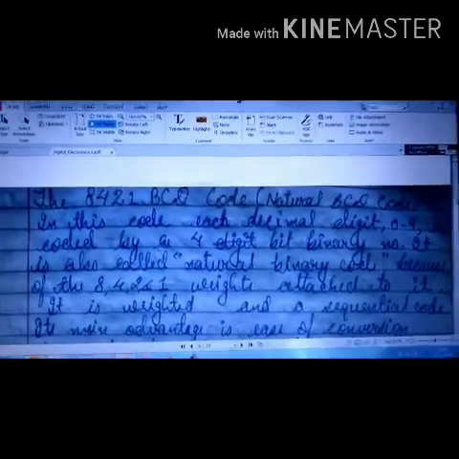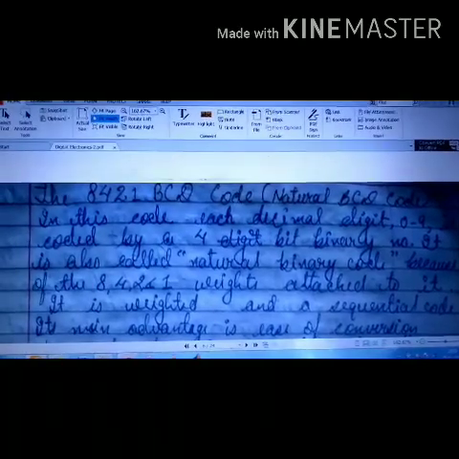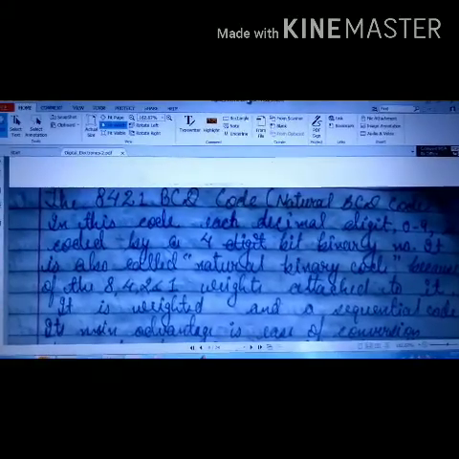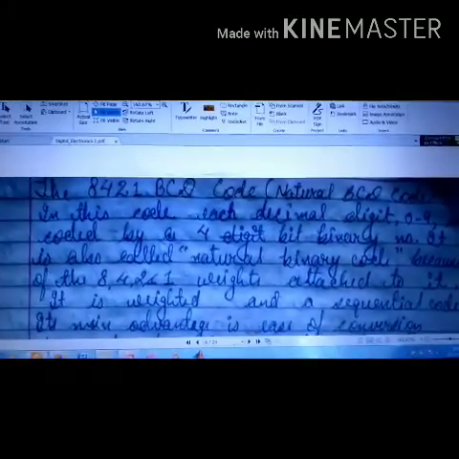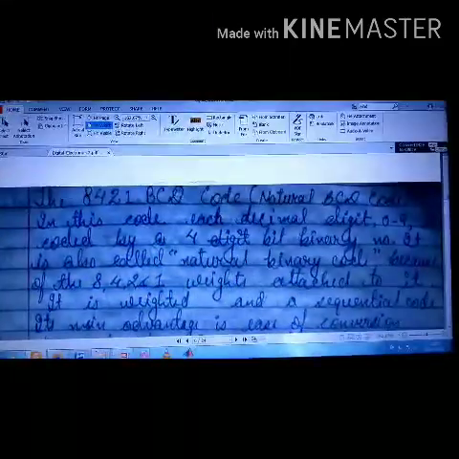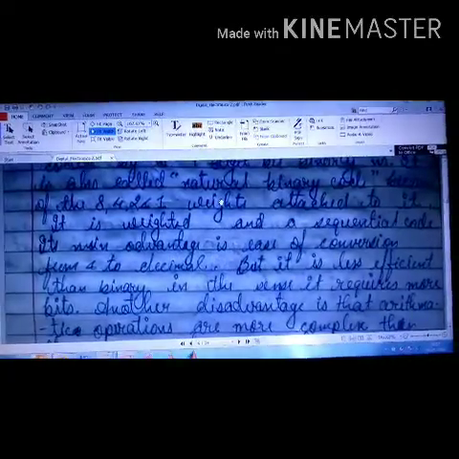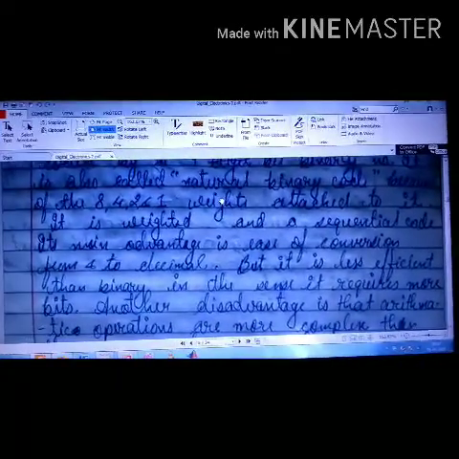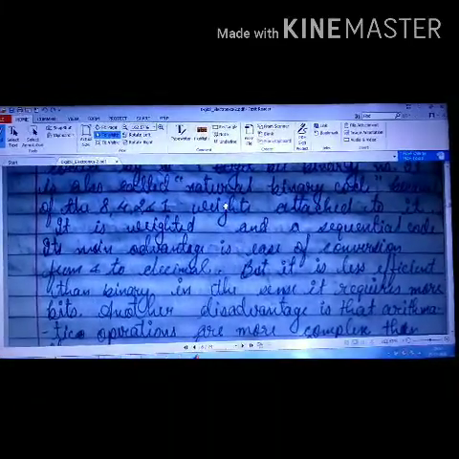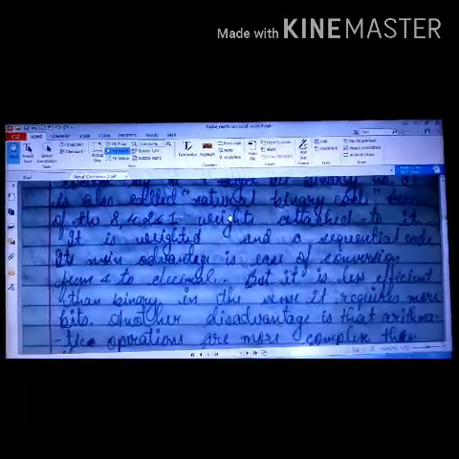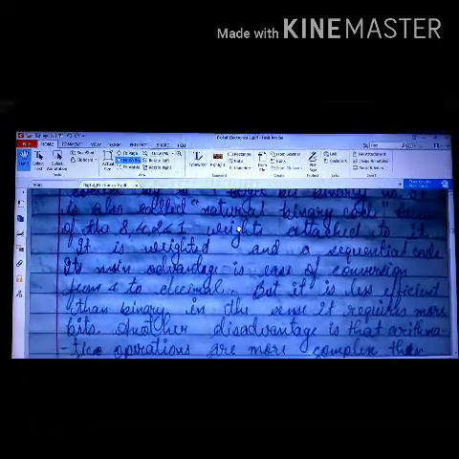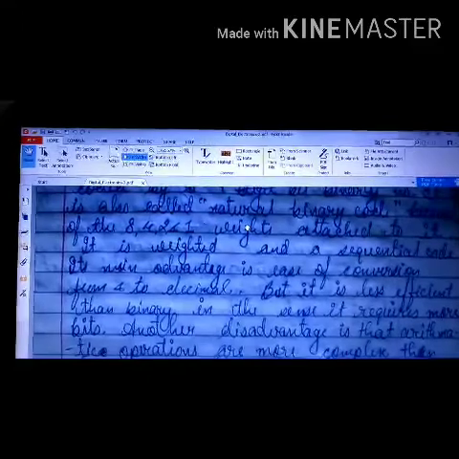It is also called natural binary code because of 8, 4, 2 and 1 weights attached to it. These are the same weights which we will encounter in binary if only 4 bits are involved. It is a weighted and sequential code, that is, it has positional weights attached to it, and it maintains a proper sequence. Its main advantage is the ease of conversion from and to decimals. But it is less efficient than binary in the sense that it requires more number of bits.